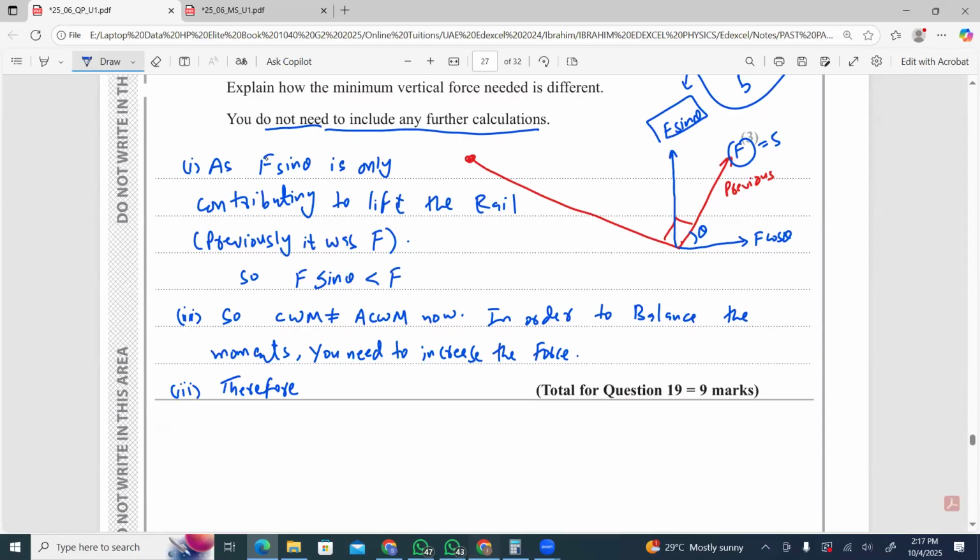Well, third point, I can write that to be increased. So this point is actually point number 3.